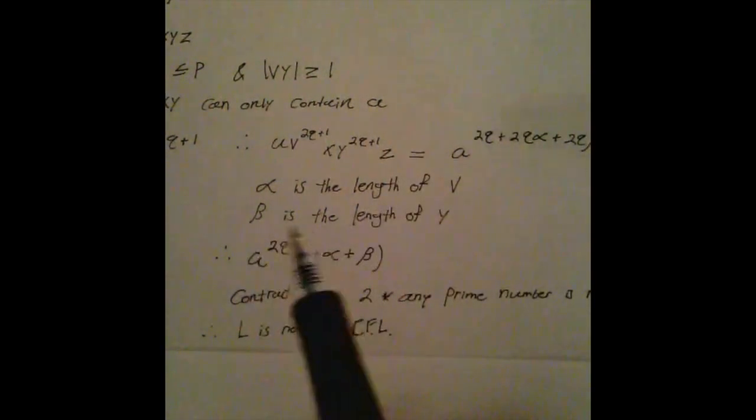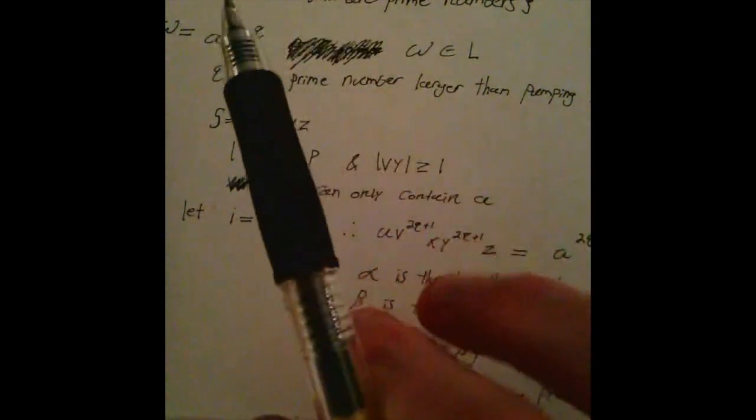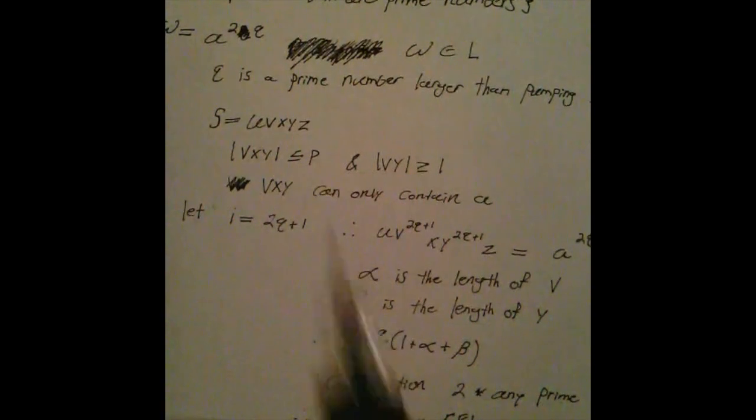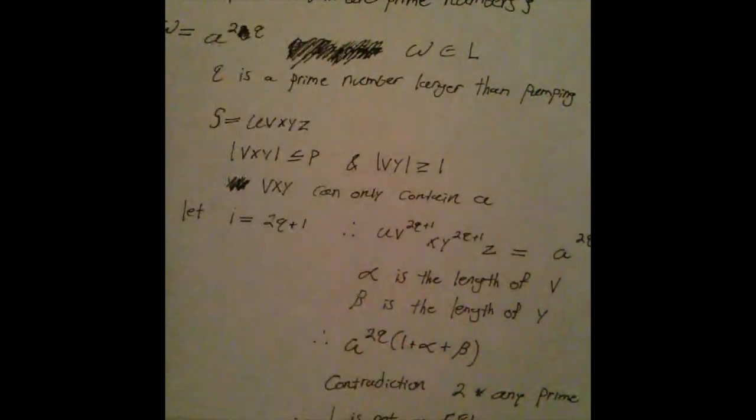So this 2q here is substituting for our R. So R needs to be prime because it's this part of the R times S, but we know 2 times q cannot be prime. Therefore, contradiction. L is not a context-free language.